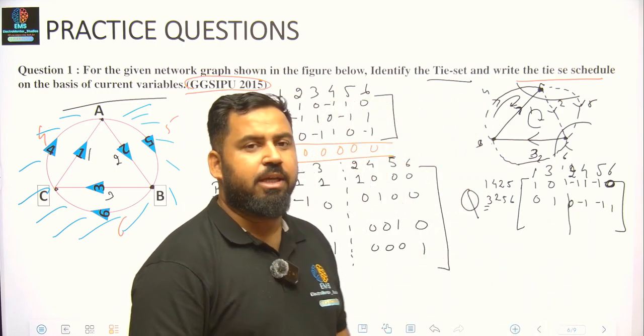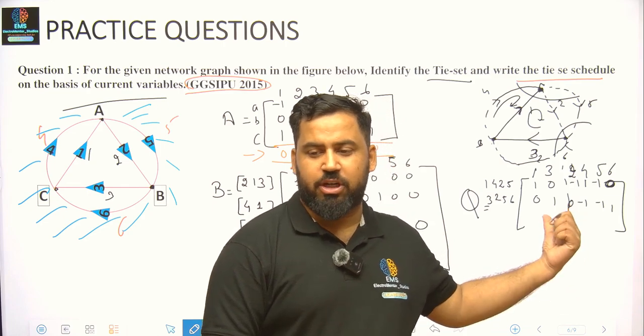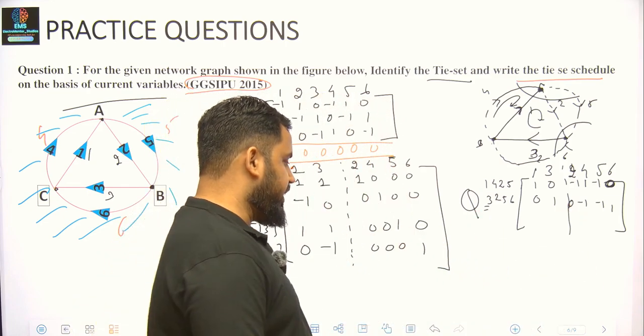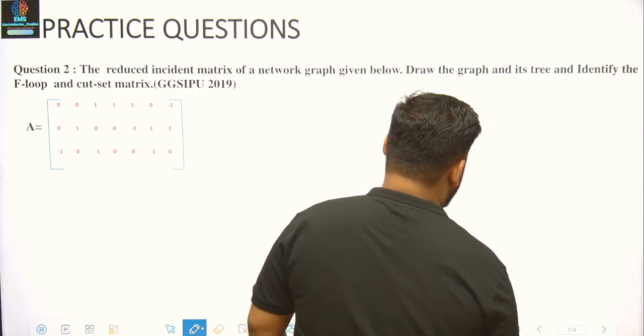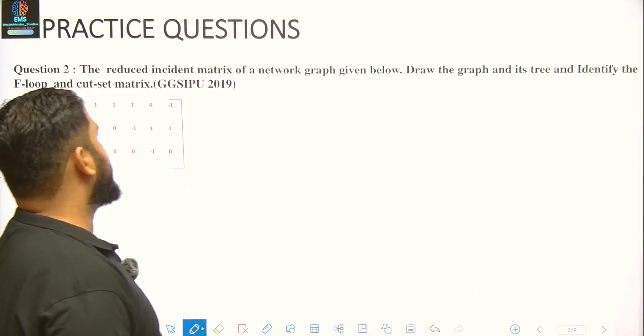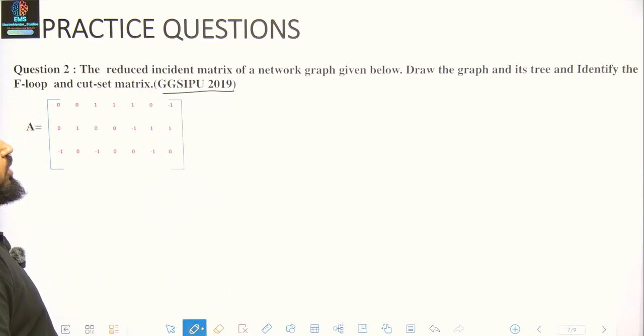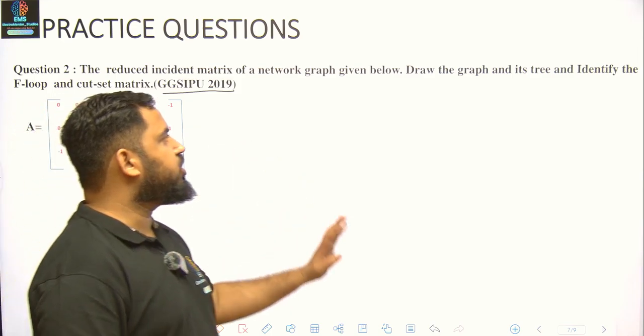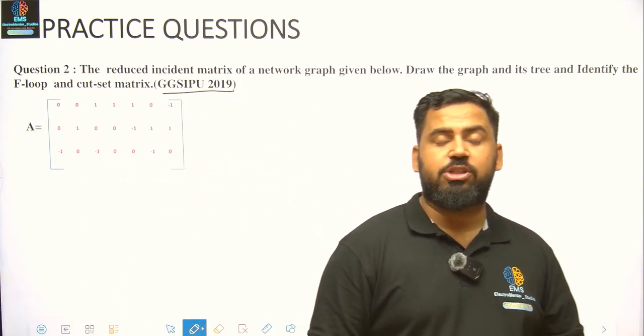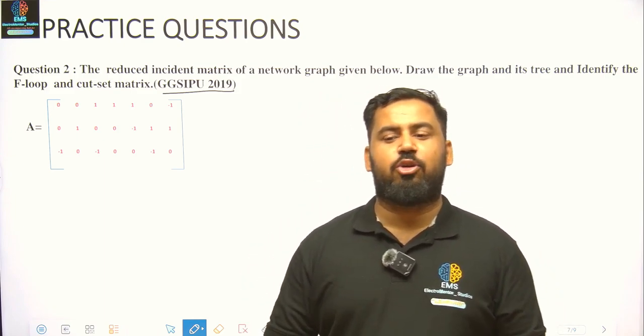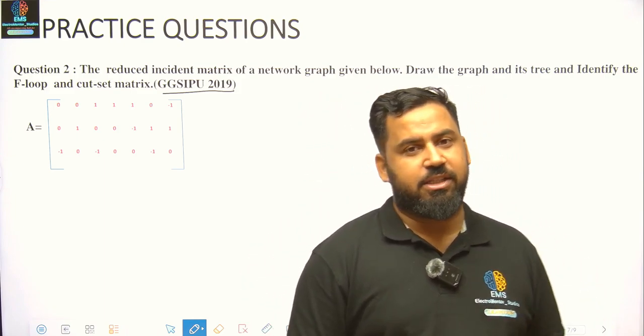So this becomes my cut set matrix. Although it is not asked, we have just made it once again. Moving ahead to the next type of question. This was recently asked in June 2019 in the GGSIPU final exam. They've given us an incident matrix. They want us to draw the graph, draw its tree, and then find out the tree cut set and tie set matrix.